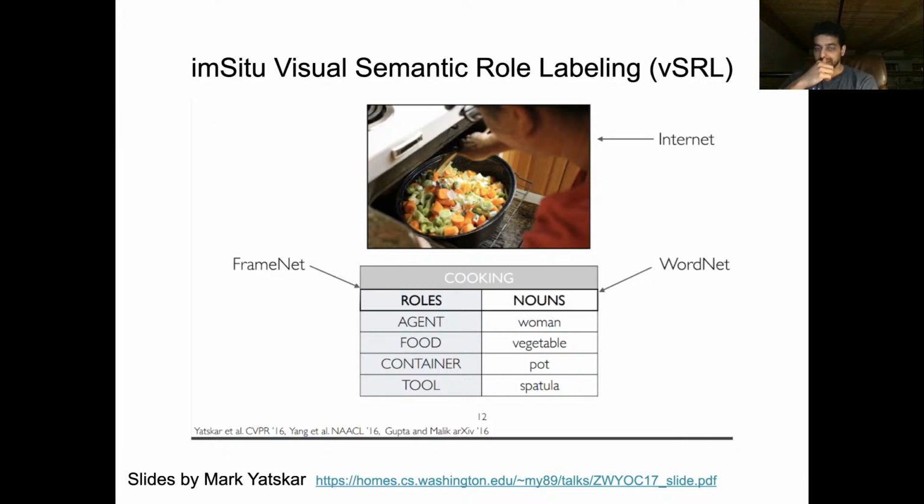And this is a task that kind of builds on the vision and language stuff we discussed the week prior to the exam. So here you get as input an image, and you're asked to first identify the activity that's going on in the image. So here, cooking, and then also identify all of these different roles that are occurring with this action. So here, like, who is cooking, what are they cooking, what container are they using, and what tool are they using? And you would have to predict each of these things, like woman, vegetable, pot, spatula, in addition to predicting that this cooking activity is happening.